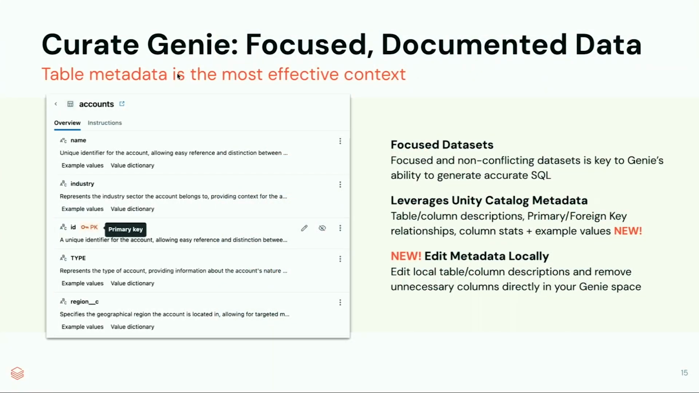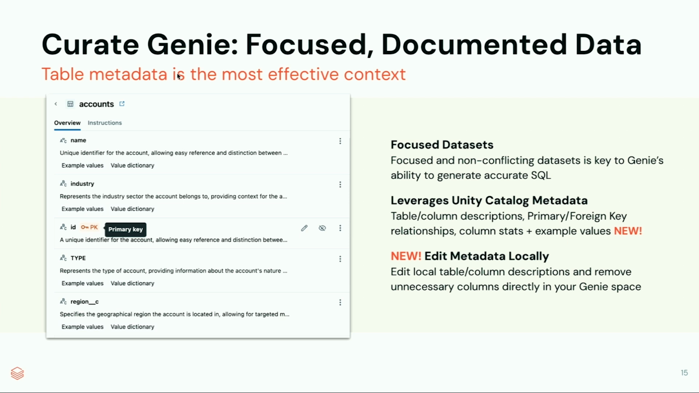So first, to reiterate, you want to really bring in a tight data set that doesn't have conflicting information. This is really key to Genie's ability to reason and generate accurate SQL. Second, make sure that you have high-quality table and column descriptions and table relationships defined. This is how Genie is able to map your user prompts to the actual data.